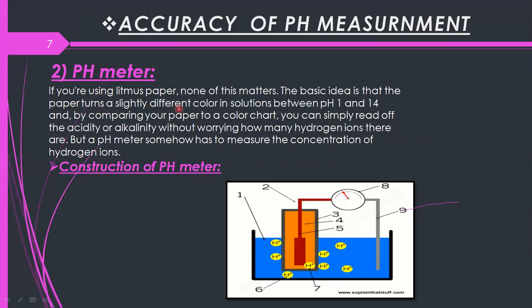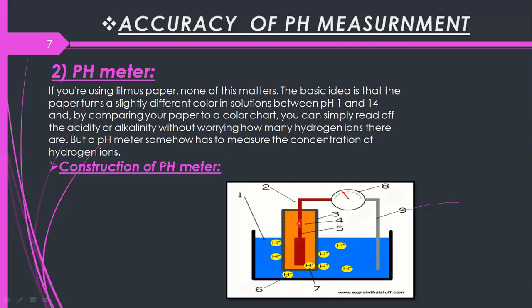If you are using litmus paper, none of this matters. The basic idea is that the paper turns a slightly different color in solutions between pH 1 and 14, and by comparing your paper to a color chart, you can simply read off the acidity or the alkalinity without worrying how many hydrogen ions there are. But a pH meter somehow has to measure the concentration of the hydrogen ions.